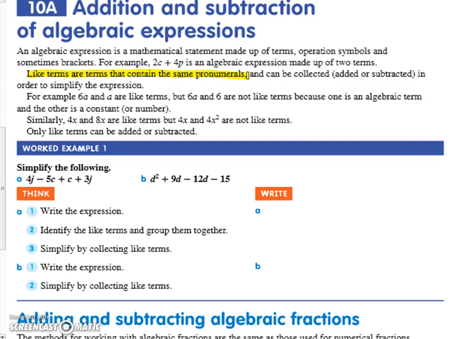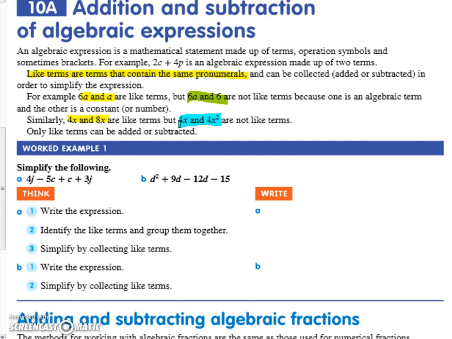So, you've got 6A and A are like terms. 6A and 6 are not. 4x and 8x are like terms. 4x and 4x squared are not. And we went through why the x squared is not.